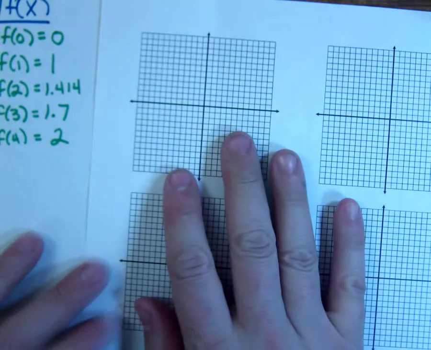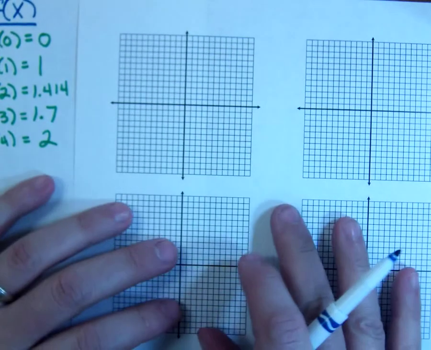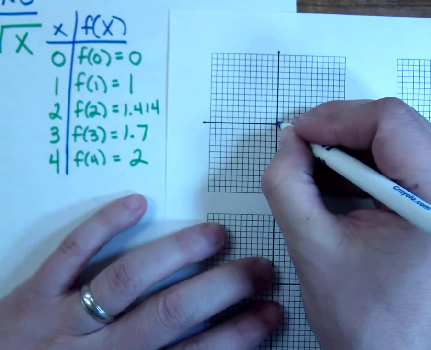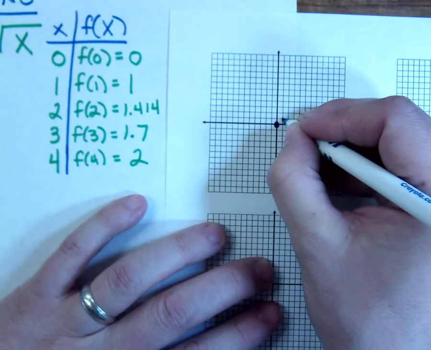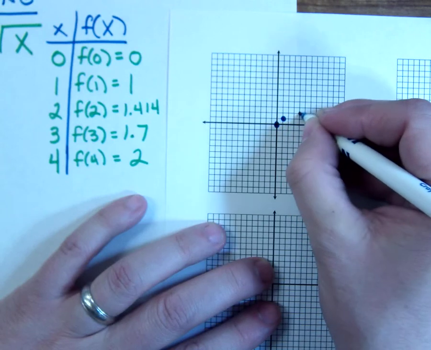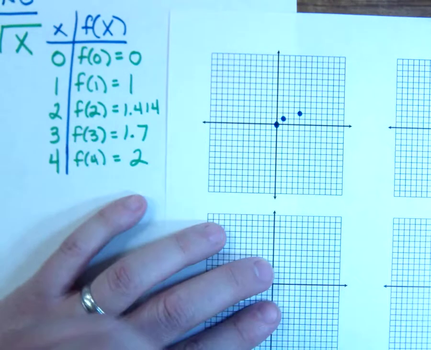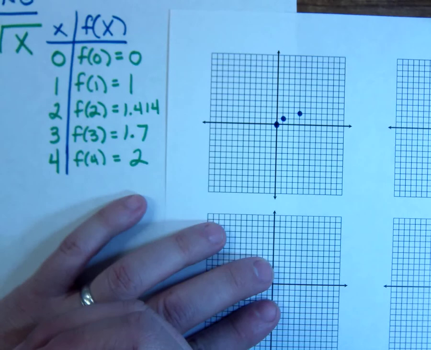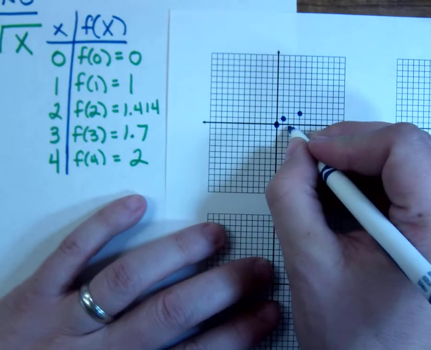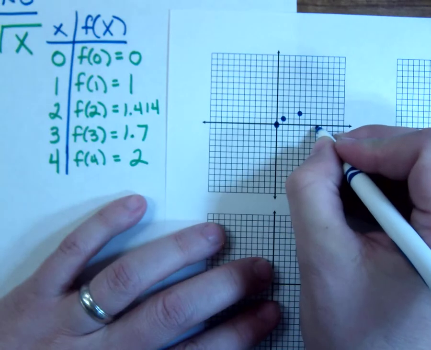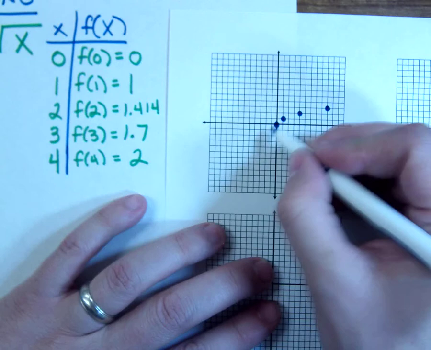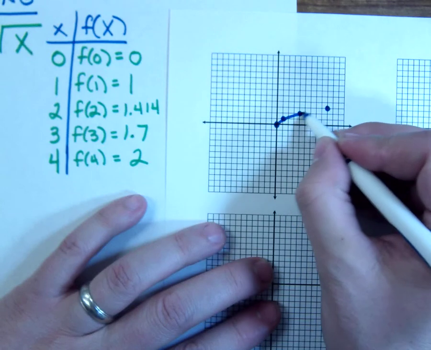So let's go ahead and get the graph here, and let's plot the first couple of points. Okay, so let's do 0, 0, and then 1, 1, and then 4, 2. The only other whole number that will fit on here is when x is 9. Because what's the square root of 9? 3. I don't have to worry about going on the negative side because I can't have a negative x.